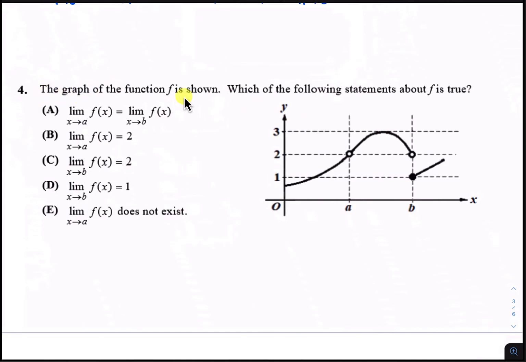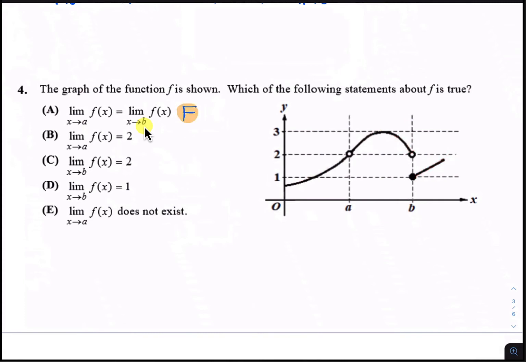All right, in question 4, we're basically looking at this graph and determining which one of these statements A through E are true. So basically, we'll just say whether they are true or false. All right, statement A says the limit as x approaches a has to equal the limit as x approaches b. Well, that is false. Let's take a look. Limit as x approaches a looks like that's approaching 2. But the limit as x approaches b, well, from the left side it's approaching 2, from the right side it's approaching 1. So that limit doesn't even exist. So A is going to be false.